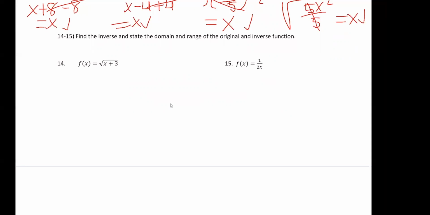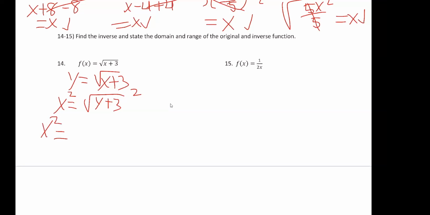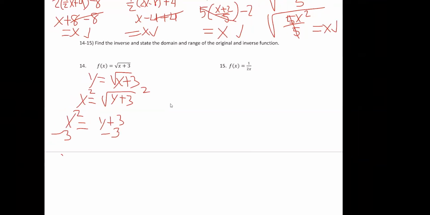That kind of screwed me a little bit, but basically they want you to find the inverse and then state the domain and range. There's nothing too crazy about finding your inverse, at least this first one. We'll look at the second one in a second if we have time. If you just swap your x and y and solve for x, you would square both sides. You get x squared equals y plus 3. Subtract the 3 over. I know I'm going a little bit fast, but your inverse equals x squared minus 3.